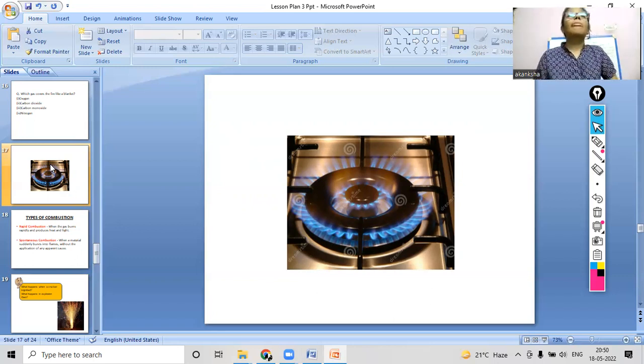Yes, very good. Or what if we try to burn the wood with the same matchstick? Will it burn as fast as this LPG gas, or will it burn a little bit slower? A little bit slower. Yes. Okay, so now based on this activity, there are different types of combustion. Now we will see what these different types of combustion are.